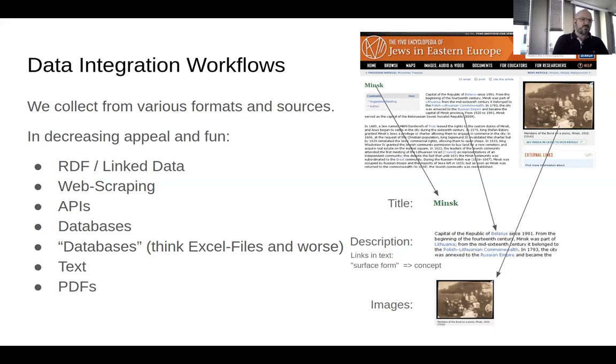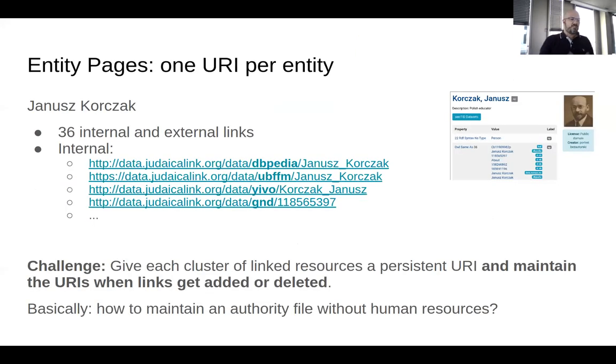So we have these various sources. Usually when we get data from one source, it is pretty much clear what an entity is in this data source. If we get data from DBpedia, obviously you already have the URI. If we get data from an encyclopedia, you have an article about an entity, and this basically identifies the identity.